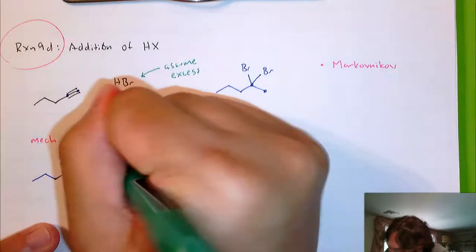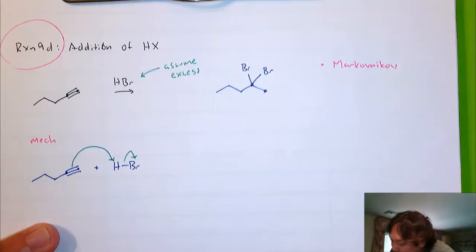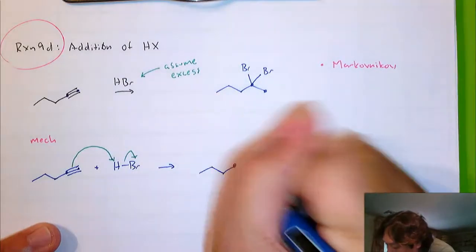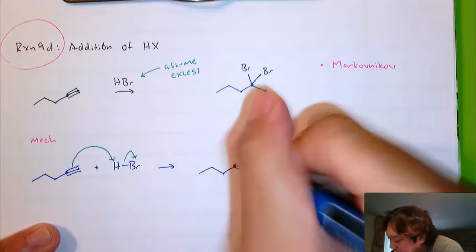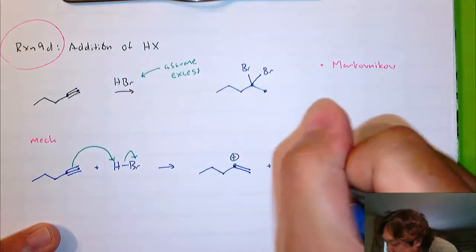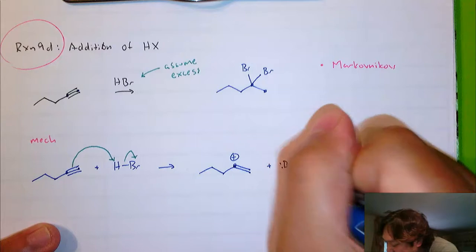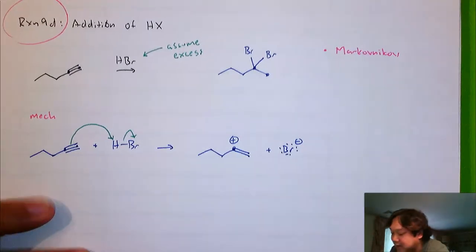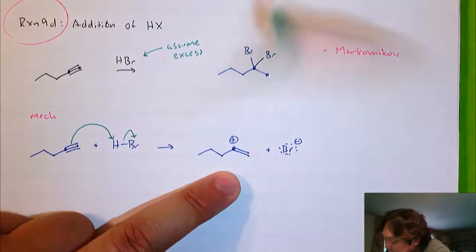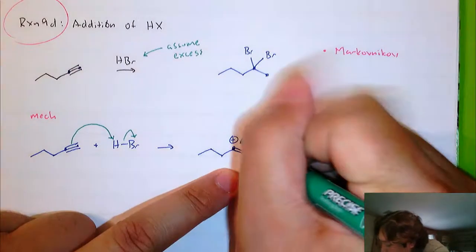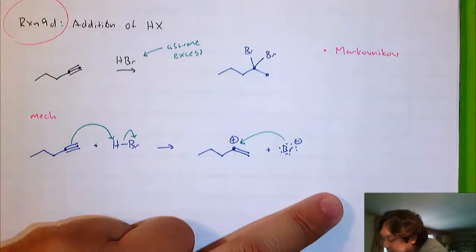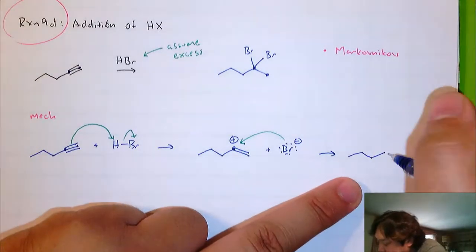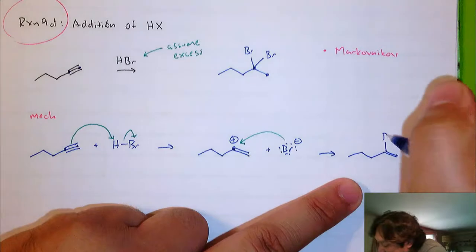Start from the middle. We're going to get a weird looking carbocation. I understand that we don't see this often. And you know what happens next. The Br minus comes back. And that's our first, well, that's an intermediate, where we've added an H and a Br. Interesting.